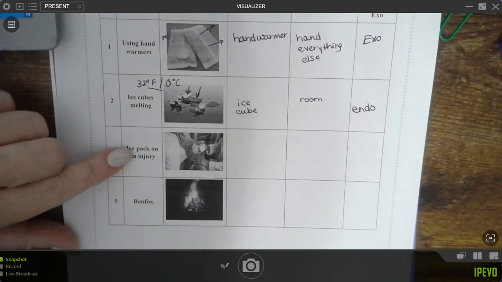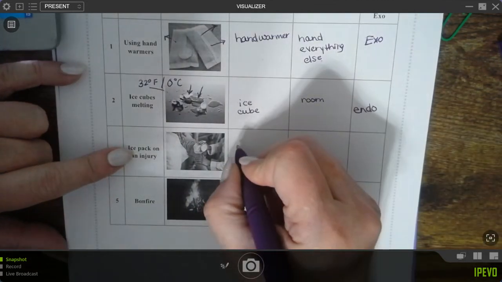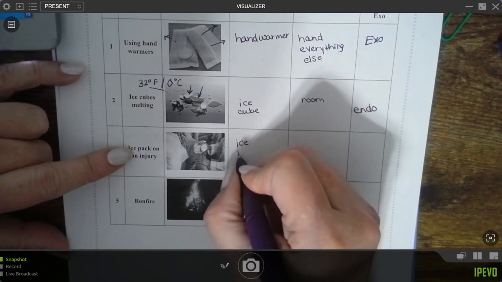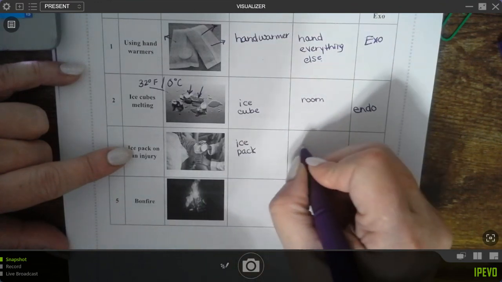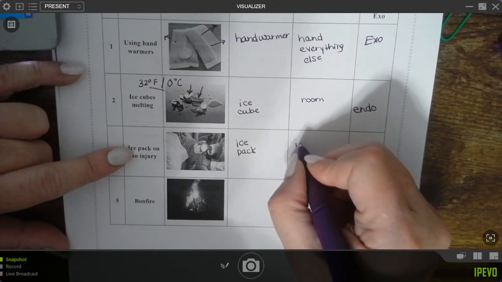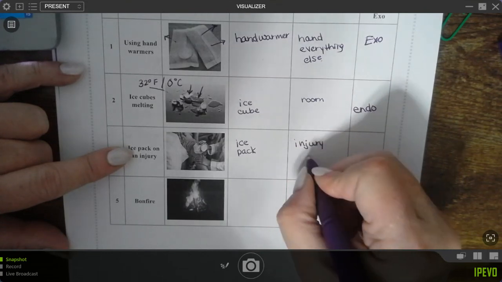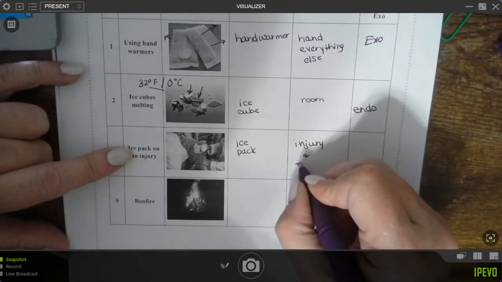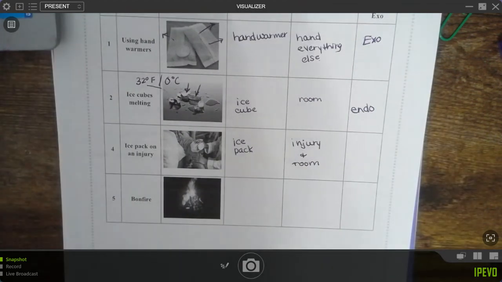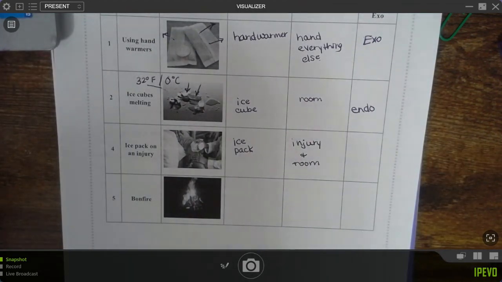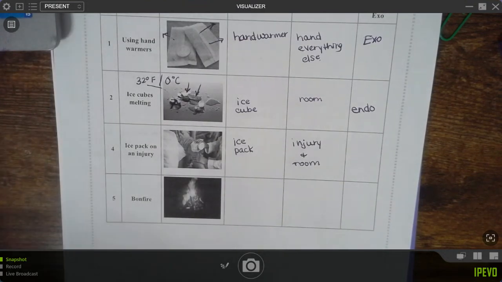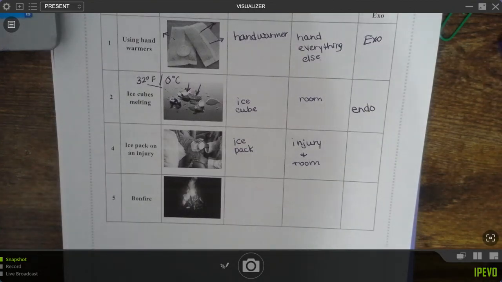An ice pack on an injury, similar to the hand warmer. The system is the ice pack. The surroundings is your body part where the injury is and everything else, the air in the room, etc. All right, so an ice pack is cold. Now, when I think about an ice pack, you put an ice pack on to cool your leg down, right? So you would think that the cold is being transferred. In reality, cold can't transfer, heat transfers.